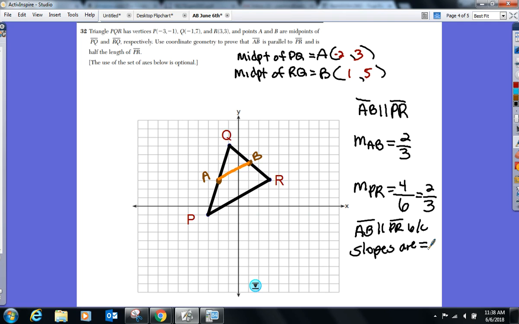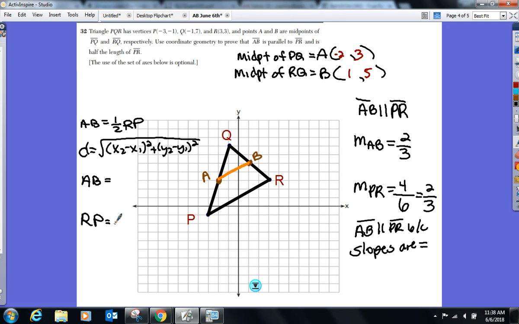Now here's where the fun begins. Now show me AB is not only parallel to PR, but it's also equal to half its length. Yep. Let's bust out the old distance formula, or Pythag, whatever your personal feeling is. So we got to find the distance of AB and then the distance of RP and then compare them. So go right ahead.